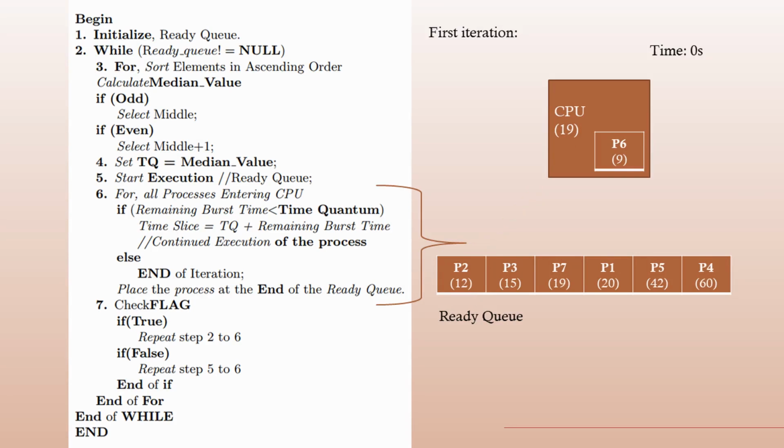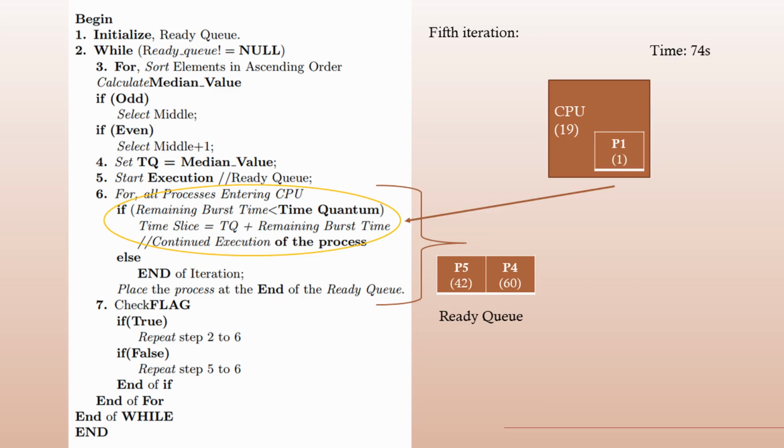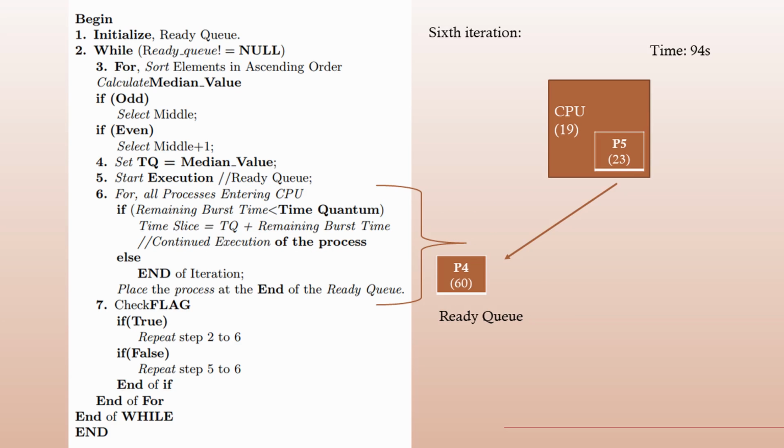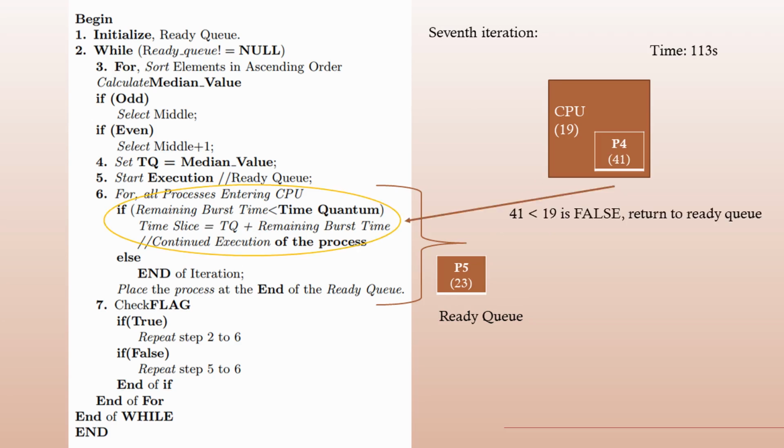At step 5, start the execution of the processes in the ready queue. The first process in the ready queue will get the CPU. Each process entering the CPU will get the time slice defined by the median value. After getting the time slice, if the remaining CPU burst time is lesser than the median value, the process in the CPU will execute until its completion. Otherwise, the process will free the CPU and will be placed at the end of the ready queue. The next process in line will get the CPU.